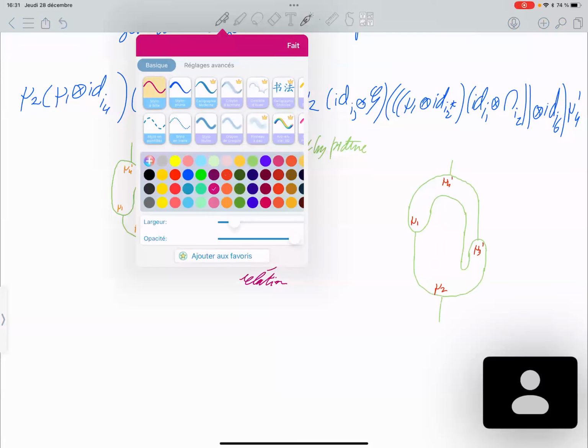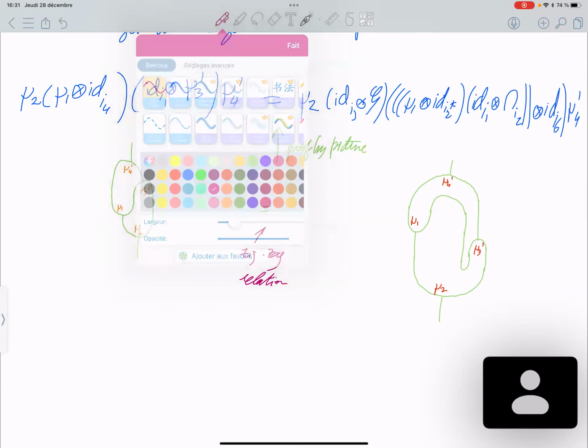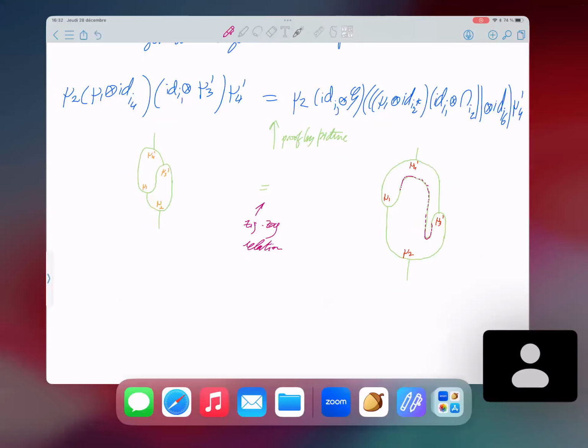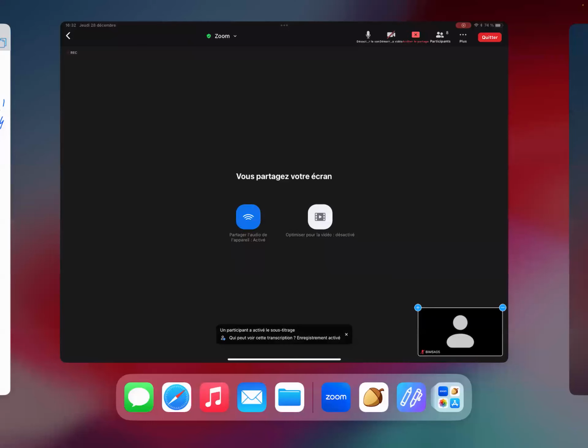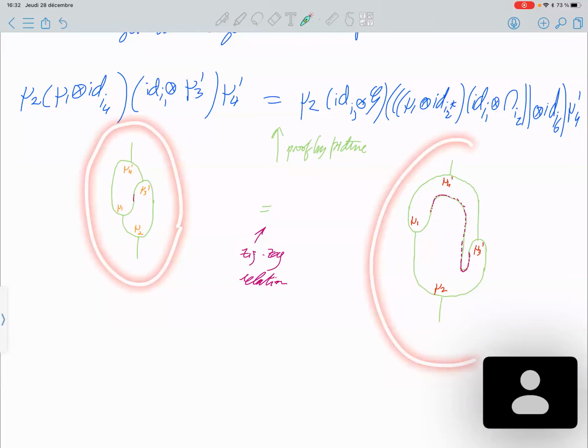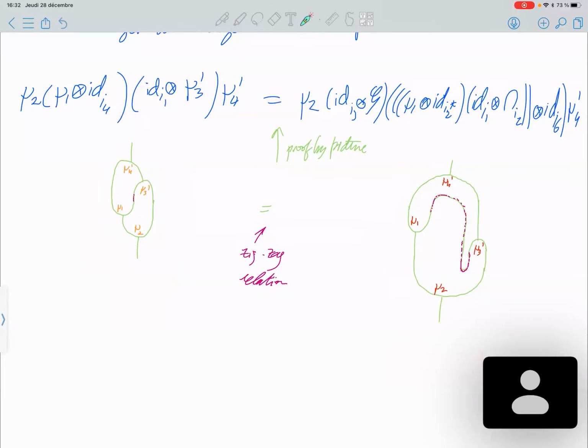So you apply the zigzag relation. So this part equals this part, so you can replace. So this picture equals this picture. Now let me explain a little bit why these two pictures are equal.